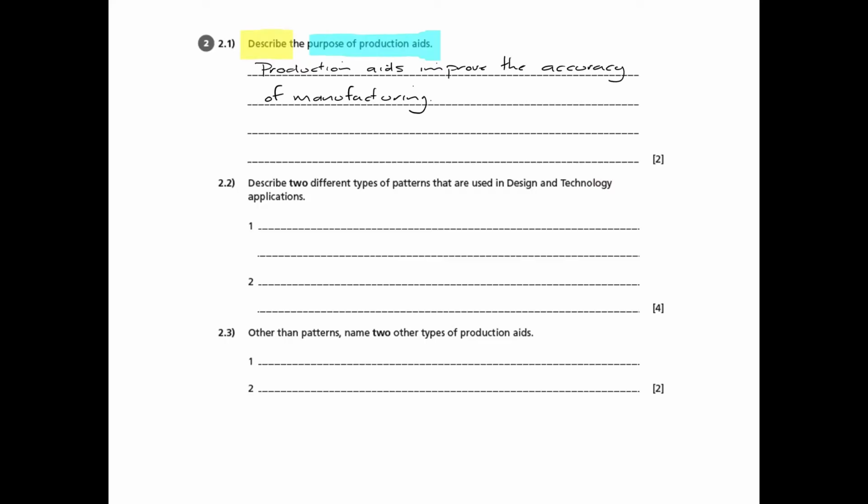The first one is that production aids improve the accuracy of manufacturing. And they also ensure that the same shape is produced repeatedly. It's about producing more and making sure they're accurate. But you could also add, and this is a third point, we're only asked for two, but it also helps speed up the process very often of production.